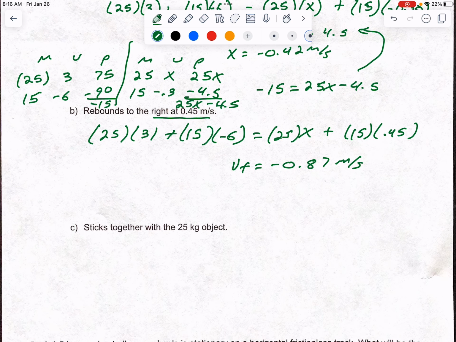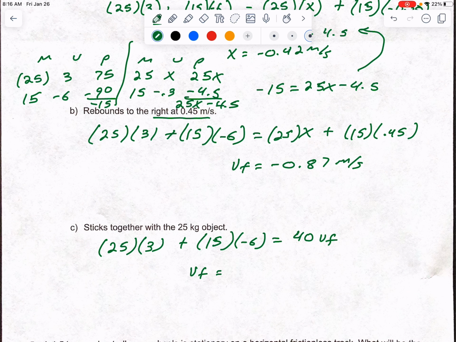Now part C, it says now they stick together. So now they become one in the end. Our before didn't change, so it's still 25 going at 3 plus 15 times negative 6, but now they're stuck. So 25 plus 15 gives me 40 times VF. This is where they stick together. Now they just have one mass, one velocity. Divide both sides by 40 and you get a final velocity of negative 0.38 meters per second.